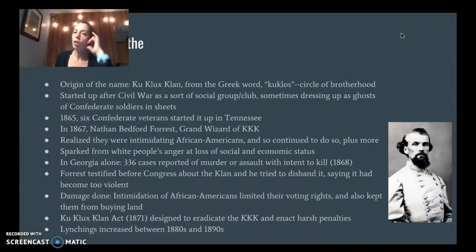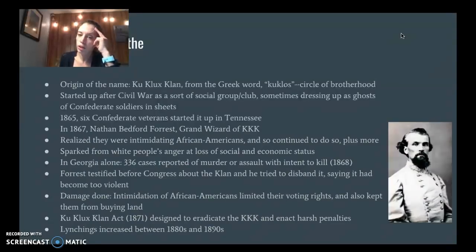So, let's talk a little bit about the Ku Klux Klan, okay? And this is something that emerges after the end of the Civil War. So the origin of the name, in case you're wondering, what does Ku Klux Klan mean anyway? It comes from the Greek word kuklos, which means circle. So it's the circle of brotherhood.